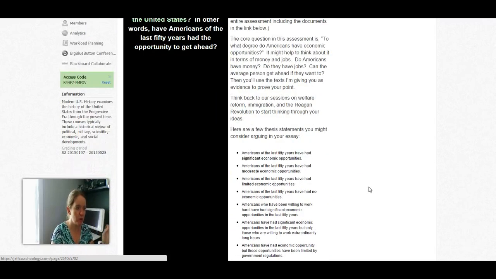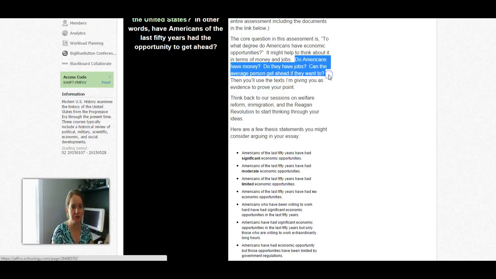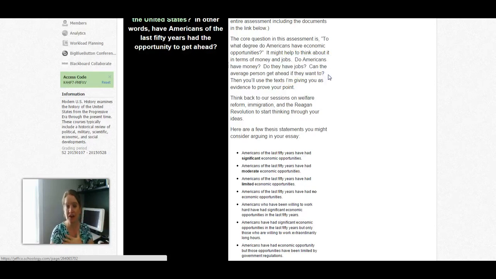All right, and that core question is, do Americans have money? Do they have jobs? Can the average person get ahead if they want to? So if they start out with nothing, is it possible for them to get ahead, even to get rich in America? And why is that? What evidence do we have about how our economy works and the opportunities that we have?